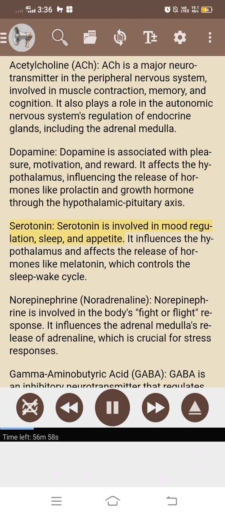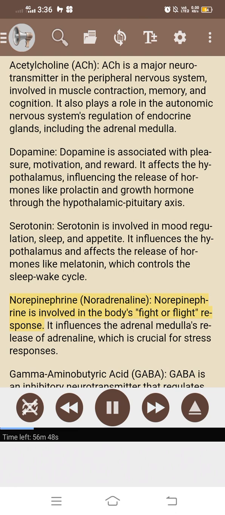Serotonin. Serotonin is involved in mood regulation, sleep, and appetite. It influences the hypothalamus and affects the release of hormones like melatonin, which controls the sleep-wake cycle.